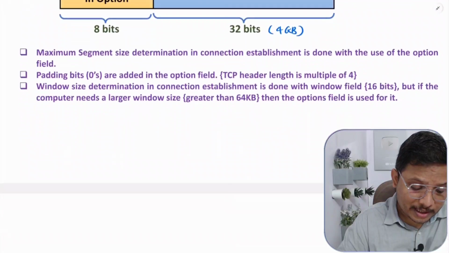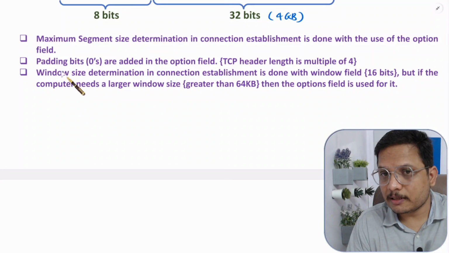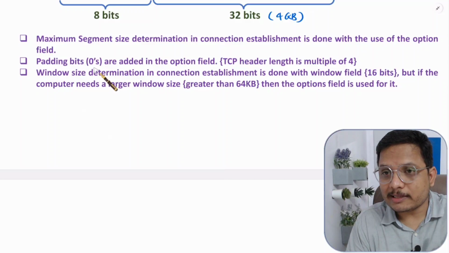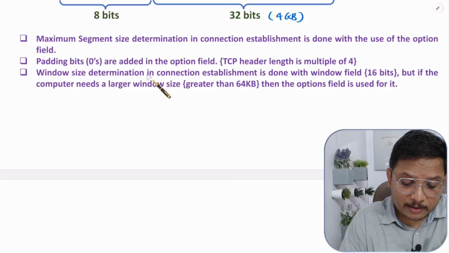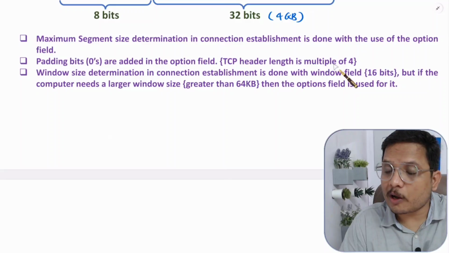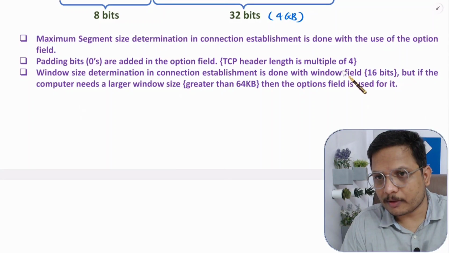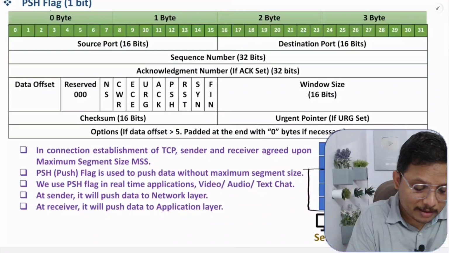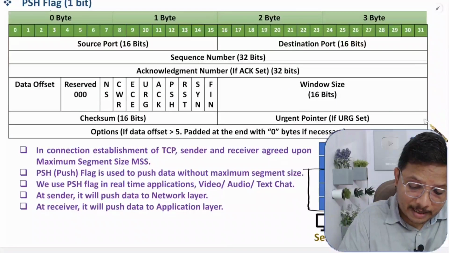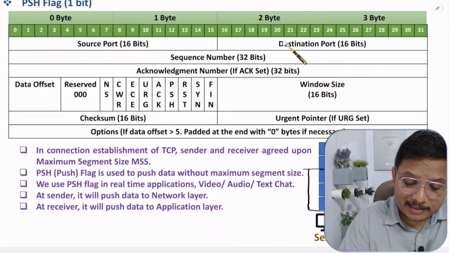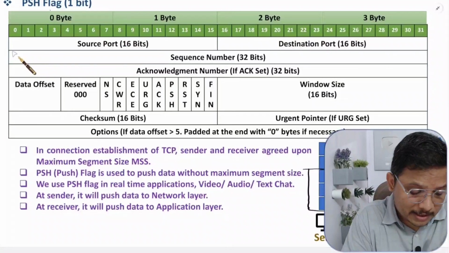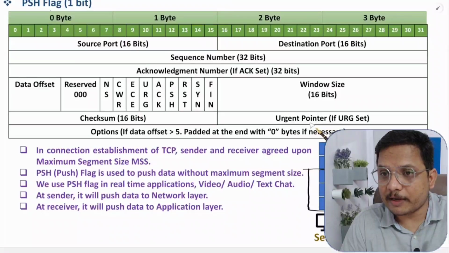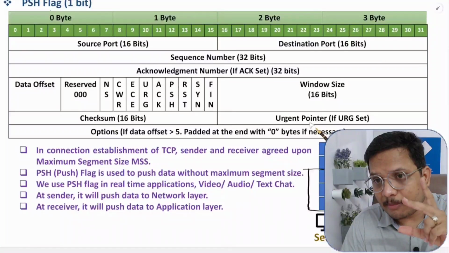And the third case study is regarding padding bits. We need to provide padding bits as 0. Why? The reason is that the TCP header length is always a multiple of 4. Here you see how the TCP segment header is. The TCP segment header has a mandatory field of size 20 bytes, up to the urgent pointer.